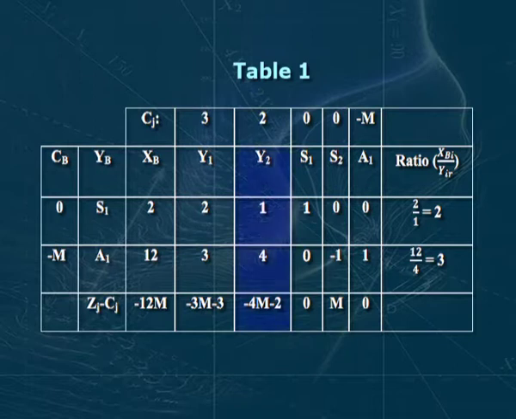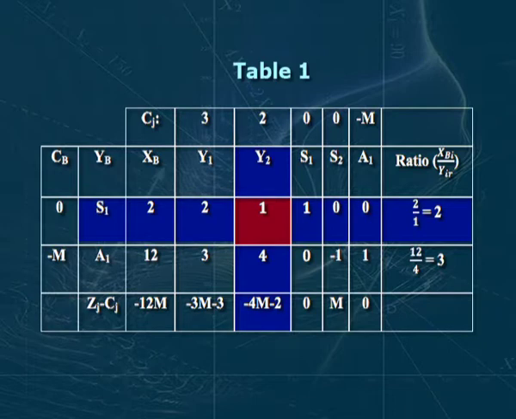Substituting the coefficients from the constraints we get the first table and now we calculate the values of Zj minus Cj. Here the column of Y2 has the most negative value of Zj minus Cj which is minus 4M minus 2. So, this column is called the pivotal column. The minimum value of the ratio which is 2 in the last column is for the first row. So, the first row is called the pivotal row. The intersection value of the pivotal column and pivotal row is called the pivotal number which is 1.